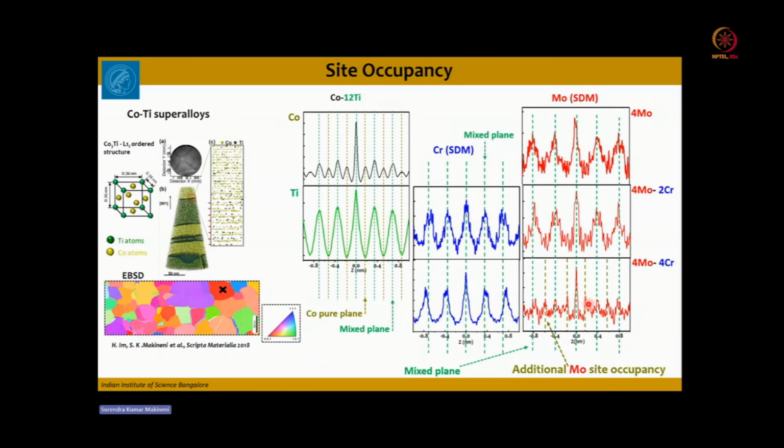This will have a direct consequence on the lattice parameter of this particular gamma prime, because lattice parameter depends upon the interatomic potentials, correct? The bonding between the two atoms. So if there is a change in the site occupancy, definitely it will have an impact on the lattice parameter of the gamma prime, which is coherent with the gamma phase. So the strain between these two phases will change, and due to the change in strain, there will be an effect on the overall mechanical properties.